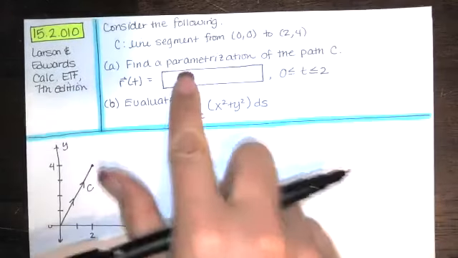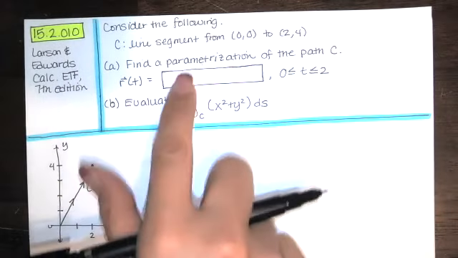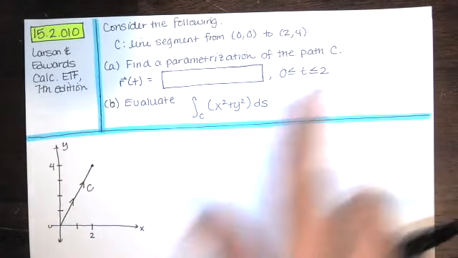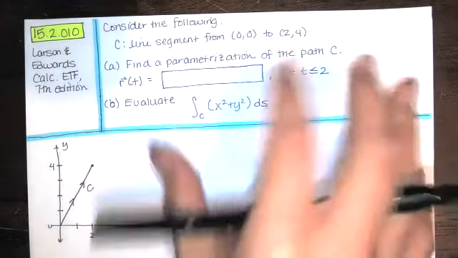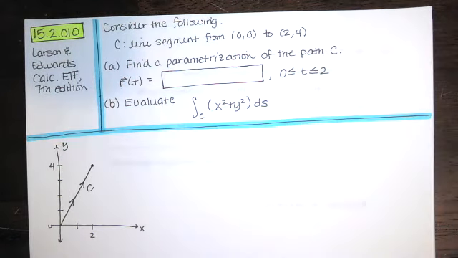In A, we're asked to find a parameterization of the path C, given r of t, and then we have this big blank box where we're supposed to type our answer. And then we're also told that t is supposed to range from 0 to 2. And then once we find that parameterization, we will use that to evaluate the line integral over C.